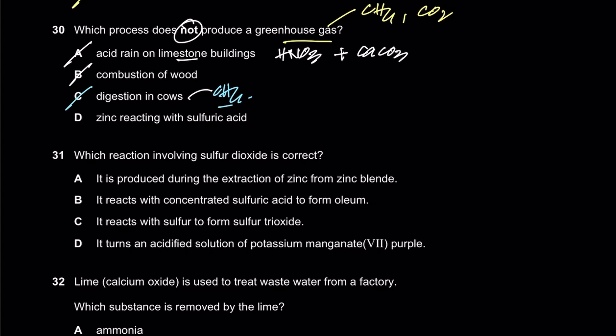Zinc reacting with sulfuric acid. Well, when zinc reacts with an acid, it gives a salt and hydrogen gas. So D is correct. And please, you don't need to prove these things.